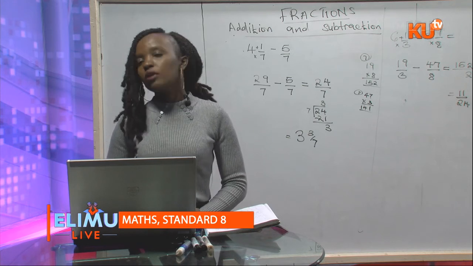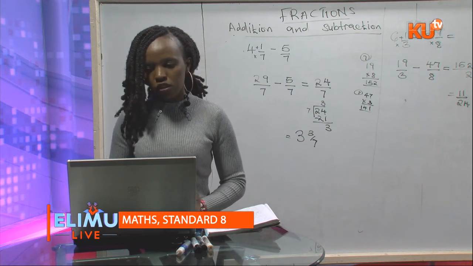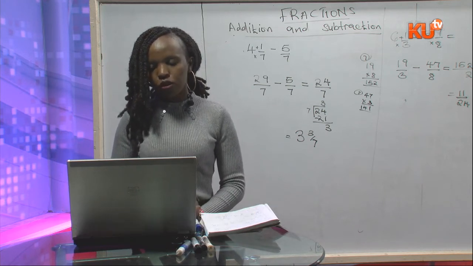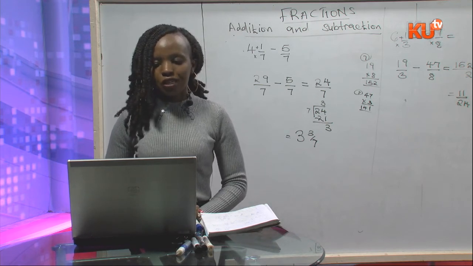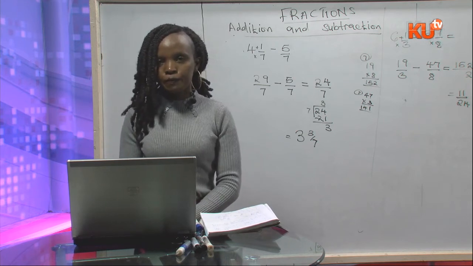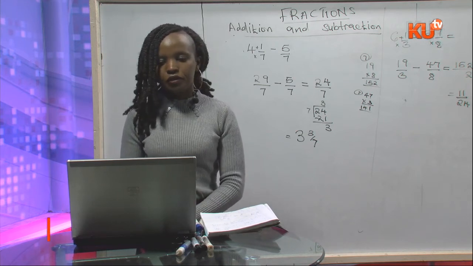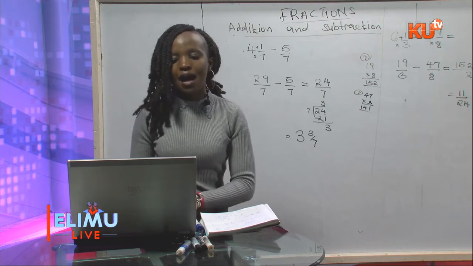Go to another example. So we have carried out examples involving two mixed fractions. So we get to three mixed fractions. You see how to go about that. Example 1, 7 and a half minus 1 and an eighth minus 2 and an eighth.